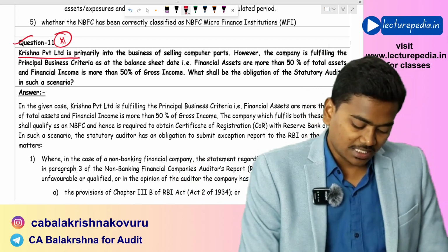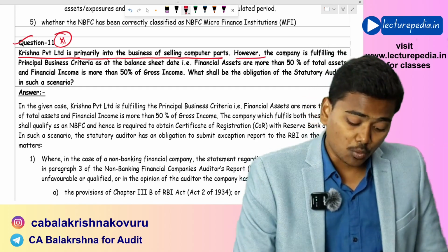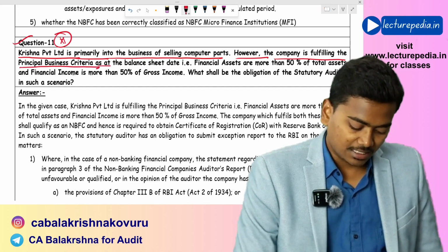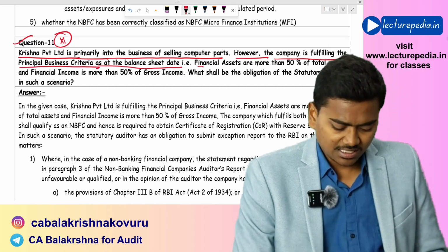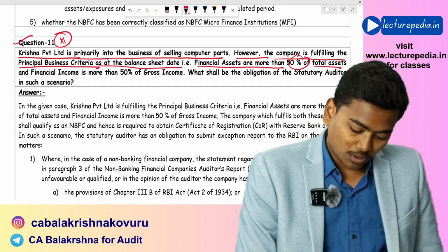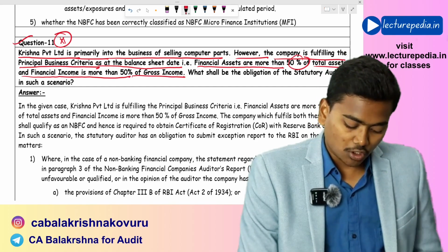Krishna Private Limited is primarily into the business of selling computer parts. However, the company is fulfilling the principal business criteria as at the balance sheet date. That is, financial assets are more than 50% of the total assets, and financial income is more than 50% of gross income.